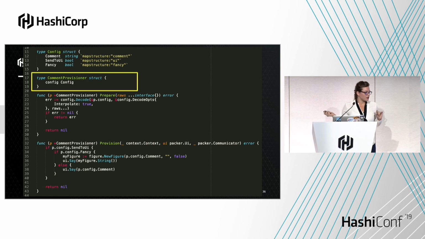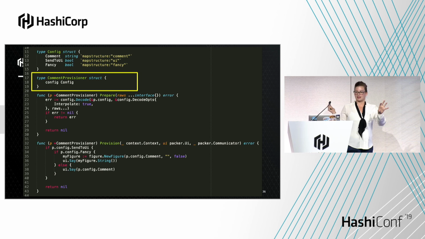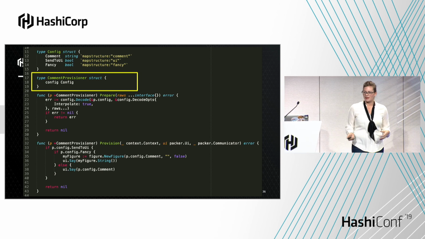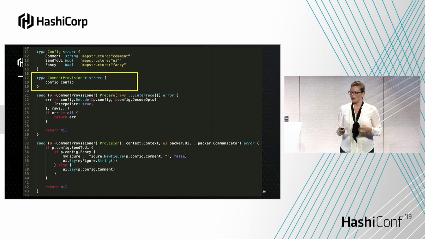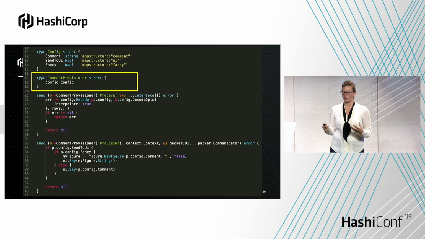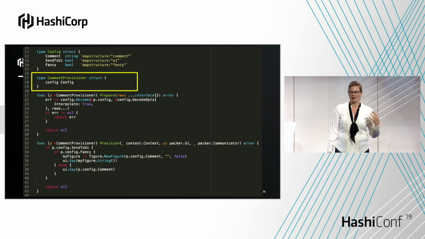So then moving on to the comment provisioner struct. If you're more of a Python person, this is kind of the equivalent of a class. This is just the basic object that we're sticking everything else on. We're storing that config we just defined as a field on that struct so that we can access it later. And now we finally get to talk about what we actually do in the prepare and provision methods that we need to create in order to fulfill the provisioner interface.